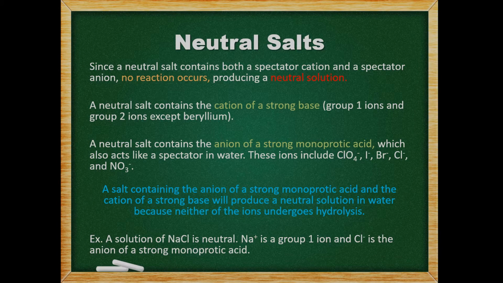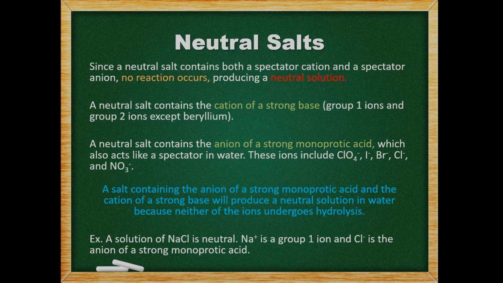Since a neutral salt contains both a spectator cation and a spectator anion, no reaction occurs, producing a neutral solution. A neutral salt contains the cation of a strong base, which are group 1 ions and group 2 ions, except beryllium. A neutral salt also contains the anion of a strong monoprotic acid, which also acts like a spectator in water.